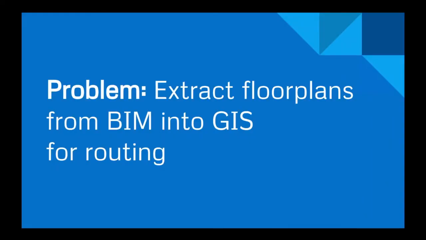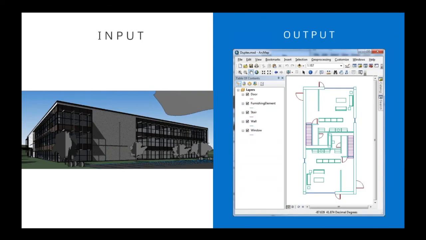So in that particular scenario, where we're going to take floor plans from BIM, from Revit, into GIS for routing, we start with the building model, which looks like the left-hand side in Revit. We want to get the right-hand side inside of ArcGIS.